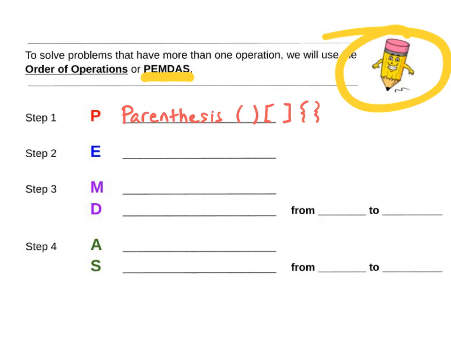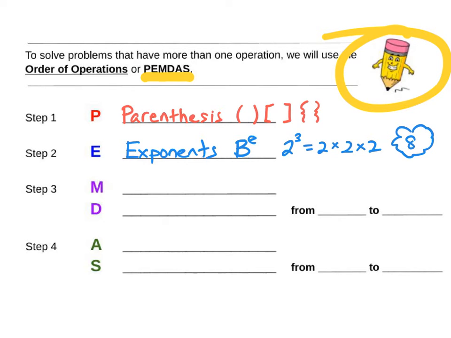After we have done operations in parentheses, we complete all exponents. Remember, that's when you have a base and an exponent that stands for a repeated multiplication problem, like 2 to the third, which means multiply 2 by itself 3 times. That would be 8, by the way.